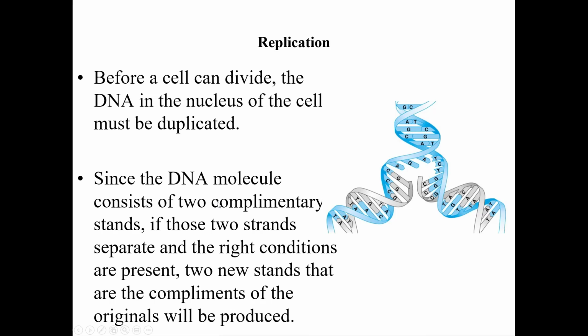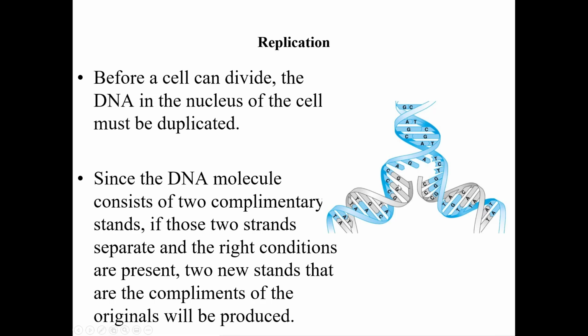The DNA molecule is two complementary strands. They're not identical strands. Here you have a C on one side and a G on the other, and an A on this side and a T on this side. So the two halves of the DNA are not identical. They are complementary. You need to separate these strands and build complements of the original.